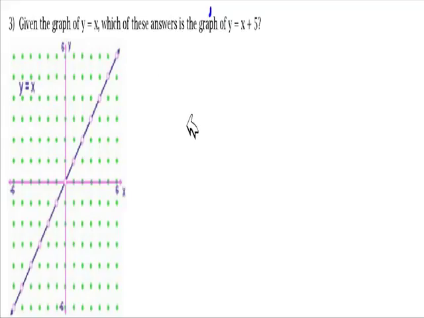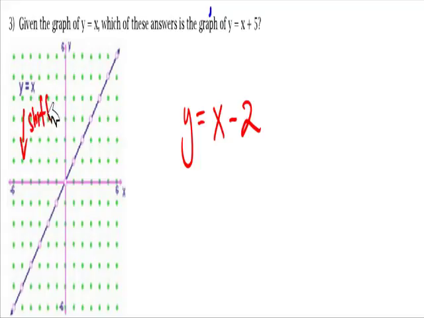So for example, if I had y equals x minus 2, it would take the graph of y equals x and it would shift it down 2. So it would take this graph, boom, boom, everything would get shifted down 2. And that's just a translation or a shifting of that graph. So two ways to go about this one.